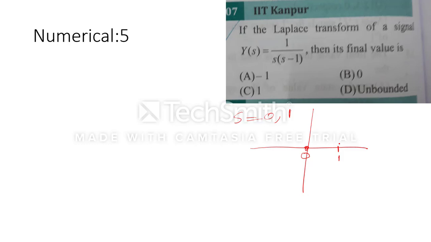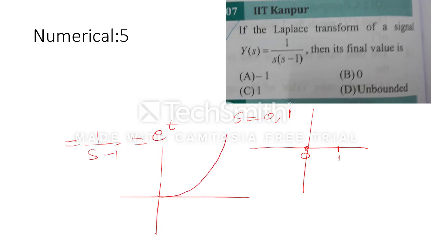Why? Because when we find the inverse of 1 upon s minus 1, we will get e to the power t. If e to the power t is there and we plot it, it becomes exponentially increasing. Because an exponentially increasing function is there, we can't find the final value. That's why it is an unbounded function.